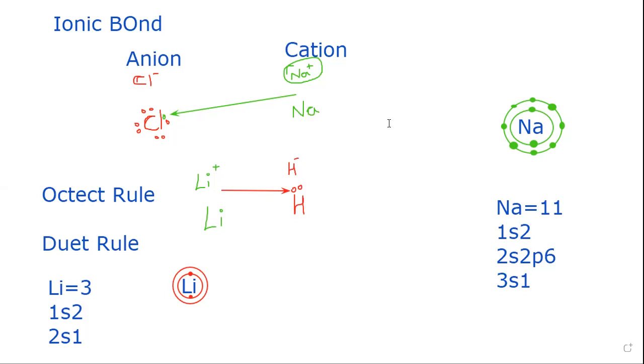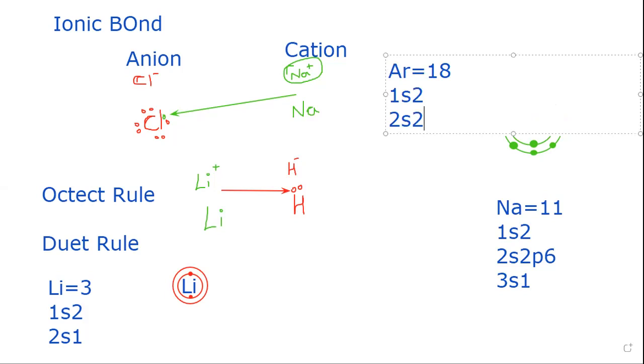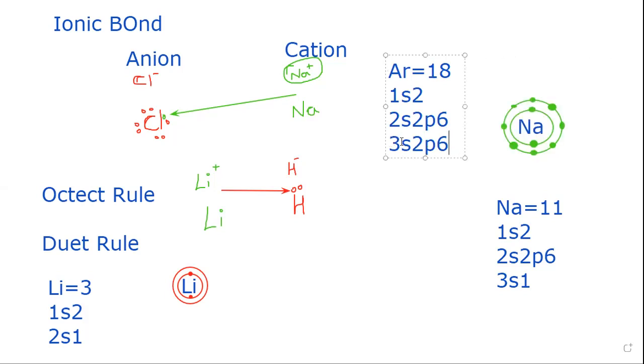If you look at the electron configuration that you did for argon, for example, argon is 18. I'm going to do it here quickly. If you do the electron configuration for argon, you have 1s2, 2s2, 2p6, and then 3s2, 3p6, 18. Notice that argon has 8 electrons in the outermost energy level. Therefore, argon is a stable element. That's why it's considered a noble gas, because it's happy. It has achieved the octet rule naturally.